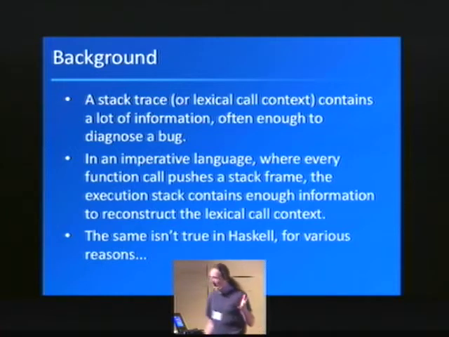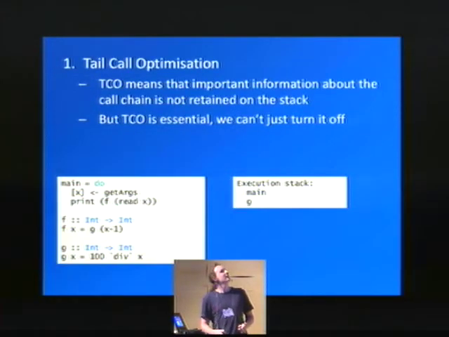So a bit of background. Why are we so excited about stack traces? Well, it's a great abstraction of what's going on when you're running a program. So you see the complete chain of function calls right from the top of the program right down to where you are. So you can tell a lot about how you got there. And furthermore, it's often very easy to get the stack trace because it's created as a side effect of the program's execution. It's the execution stack that the program is running under, in the imperative language at least. But it's not really the case in Haskell for a couple of reasons.